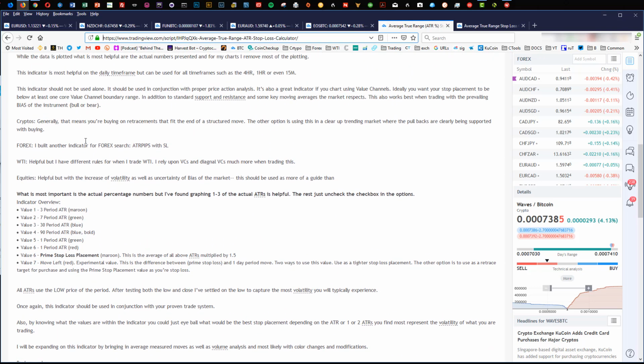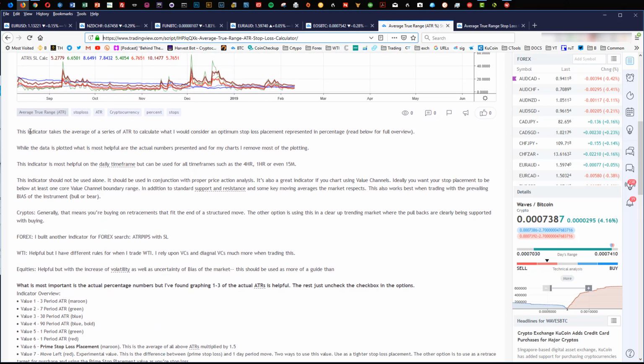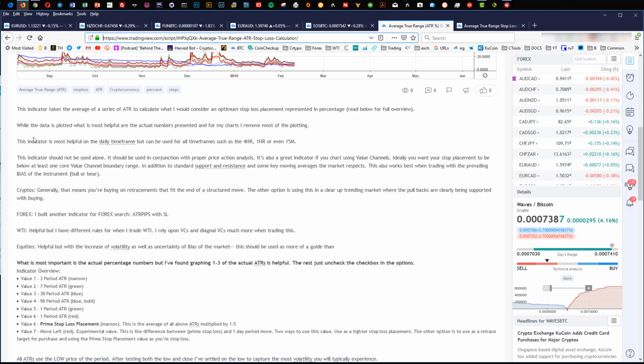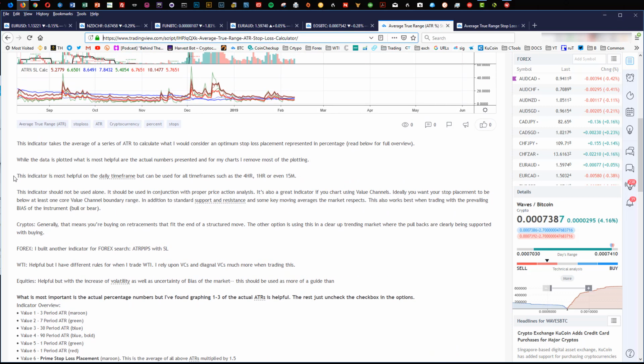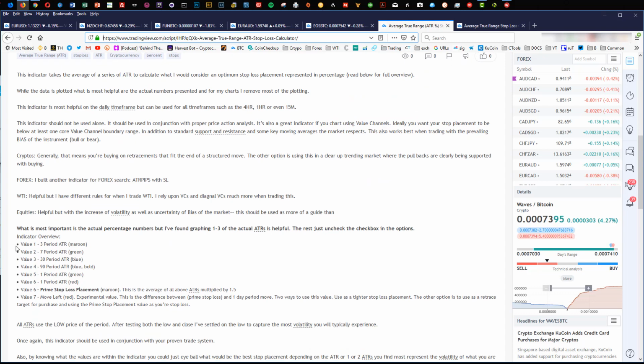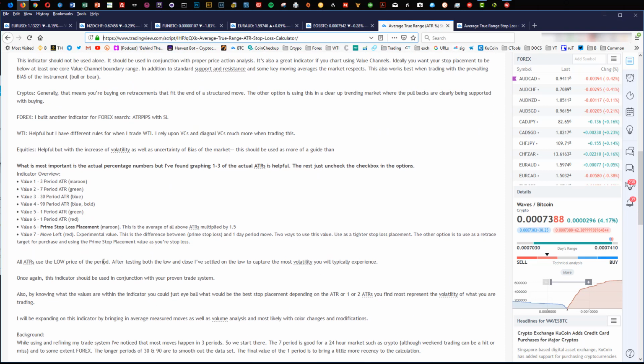Now, this is fully explained here in the description. So if you want more of a text overview of the thinking behind this and what's here, you can definitely read the description. I share what all the values are here as well.